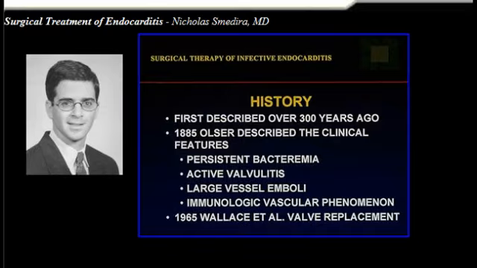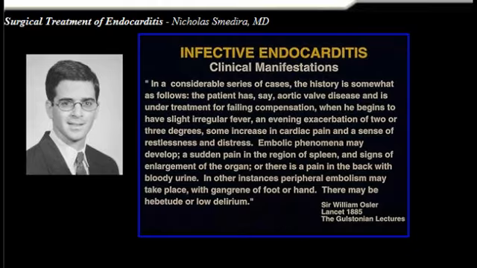From our perspective, the surgical approach to endocarditis began in 1965 when Wallace and his co-authors published in Circulation the first description of valve replacement for endocarditis. Now, here's Osler's description, and as you all know, it has not been improved upon. He had a considerable series of cases. The history is somewhat as follows.